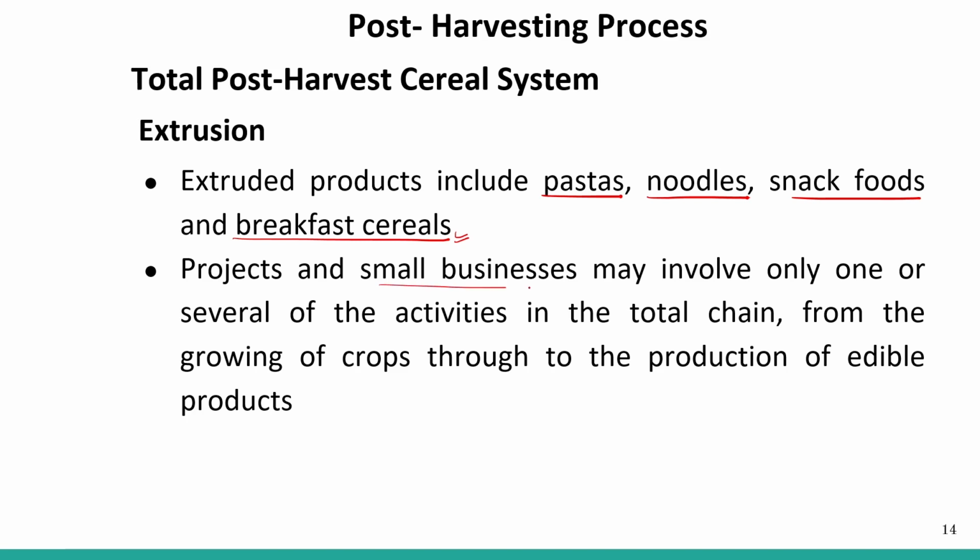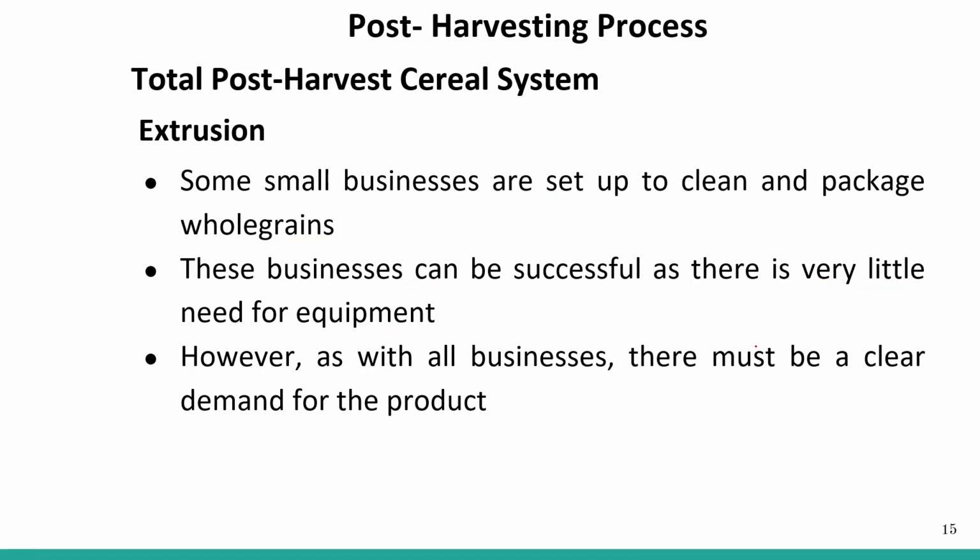Projects and small businesses may involve only one or several of the activities in the total chain, from growing the crops through the production of the edible products. So these are some of the edible products, okay, that are made by secondary processing. Some small businesses are set up to clean and package whole grain. These businesses can be successful as there is very little need for equipment. However, as with all businesses, there must be a clear demand for the products.